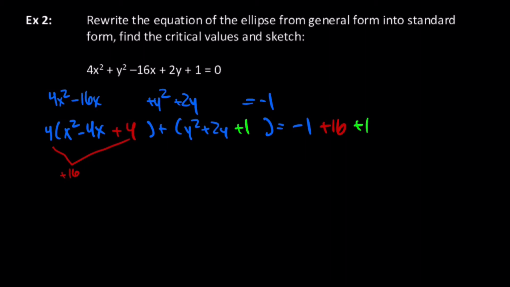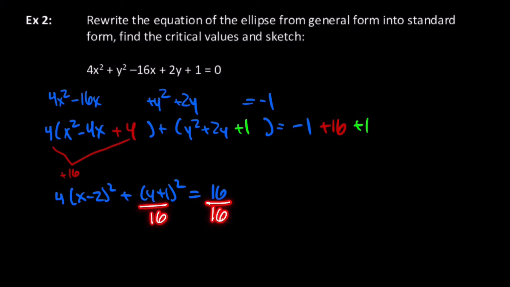Okay, so now what happens? Here I have 4 times (x minus 2) squared plus (y plus 1) squared equals 16, right? Negative 1 plus 16 plus 1 is 16. Now, if you think back to the standard form of an ellipse, I need a 1 over here. So what we do next is we divide by whatever number this is to make it a 1. Divide by 16, divide by 16.